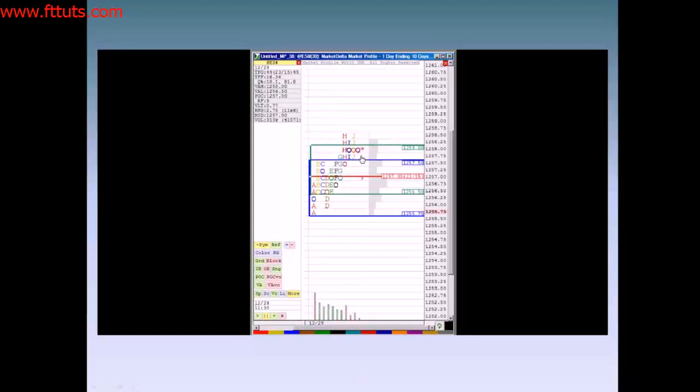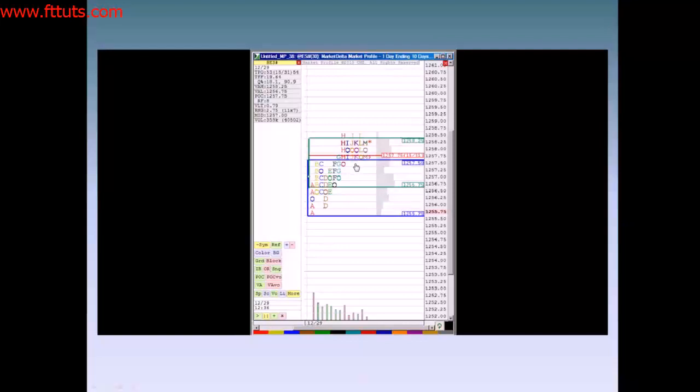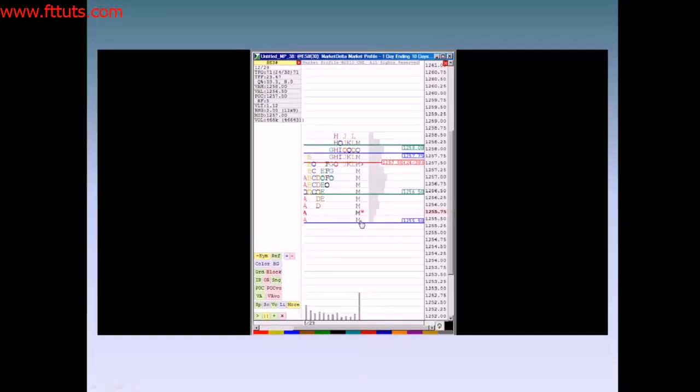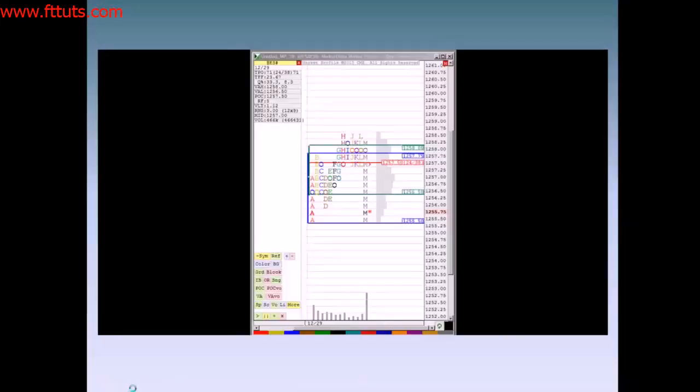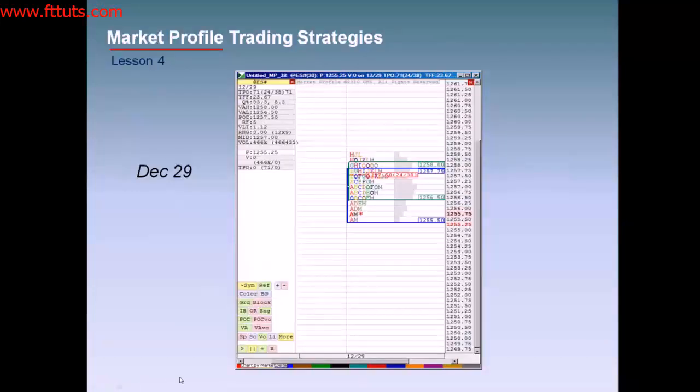Now, notice what happens when prices get out of the value area a little bit. They drop right back into the value area. Whenever you see very limited movement like that, it gives you a clear indication that, in fact, the short-term trader is in control.